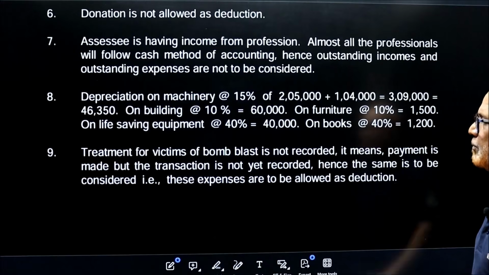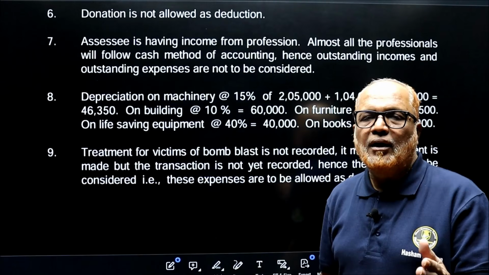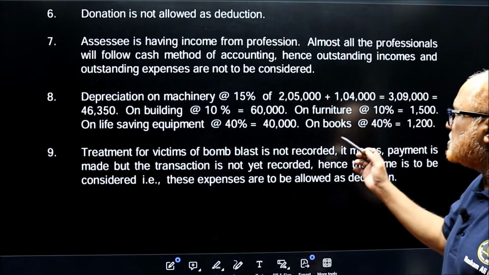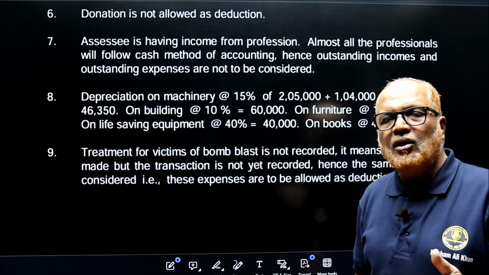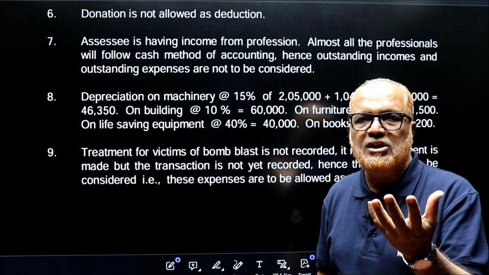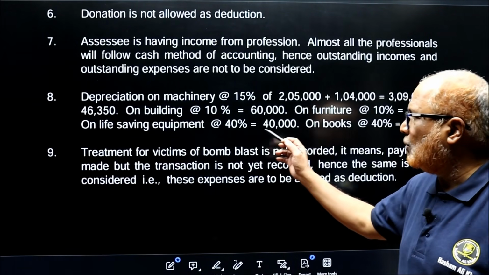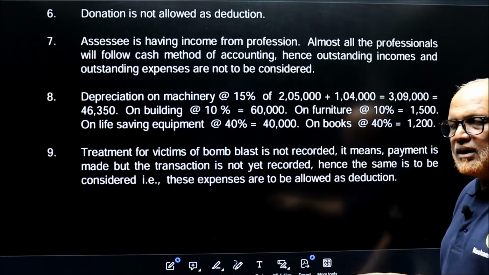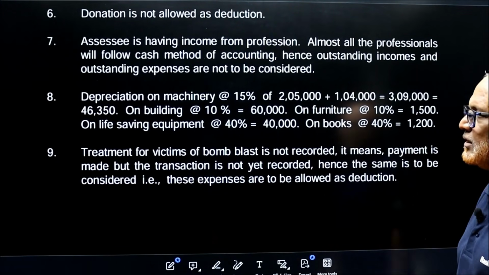On furniture at 10%. In the problem it is given 15,000 furniture at the beginning of the year. During the year there is no purchase, no sale of furniture. So 10% of 15,000 is 1,500. On life-saving equipment, at the beginning of the year there is none, but during the year some life-saving equipment is purchased. 40% is the rate of depreciation on life-saving equipment, so 40,000. On the books, during the year some books are purchased. 40% is the rate of depreciation on books, 1,200.